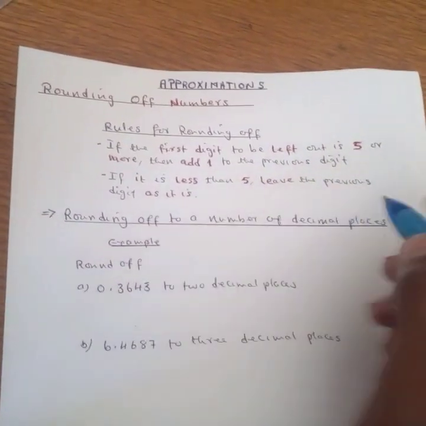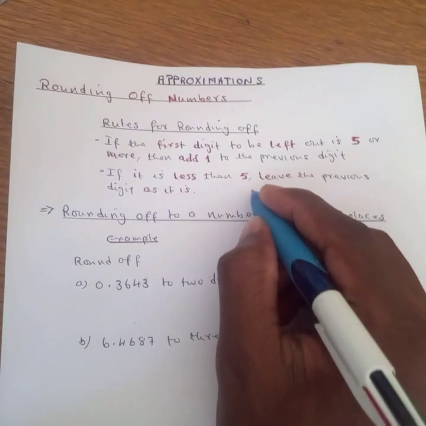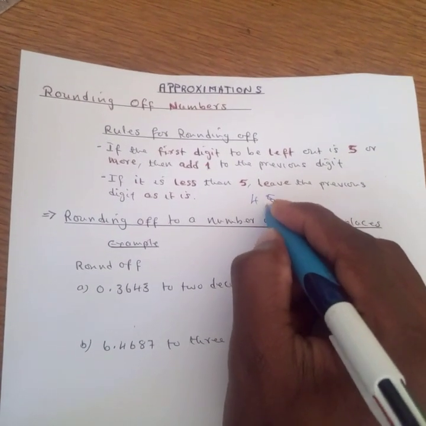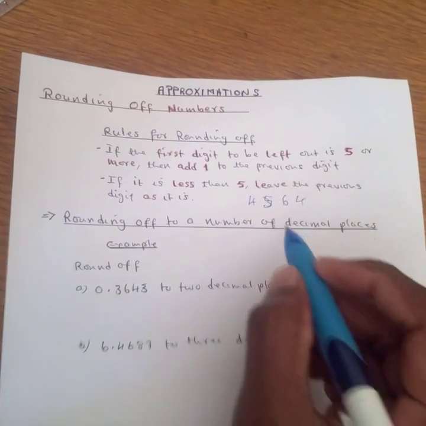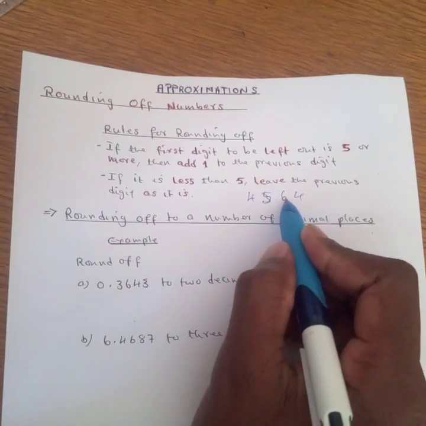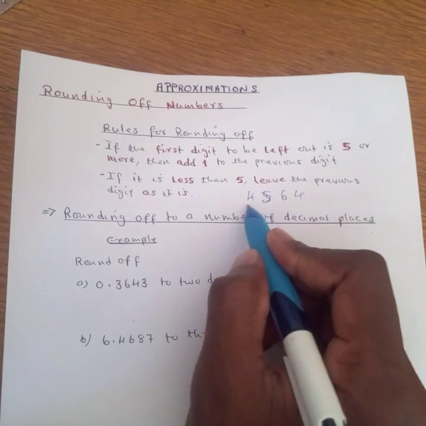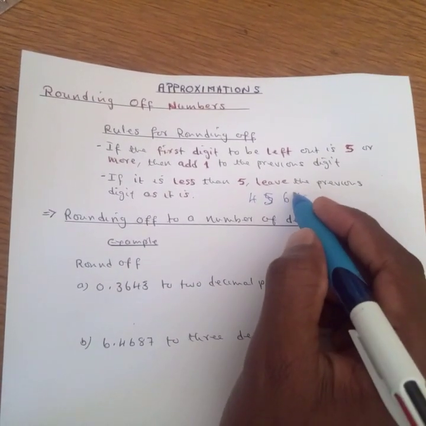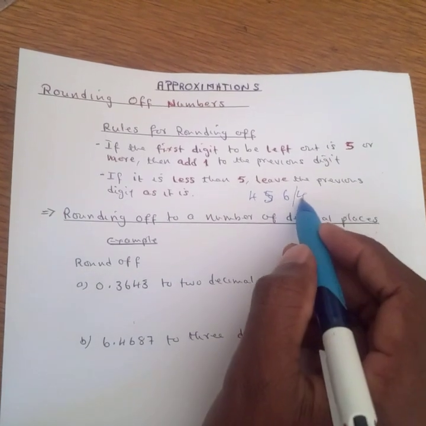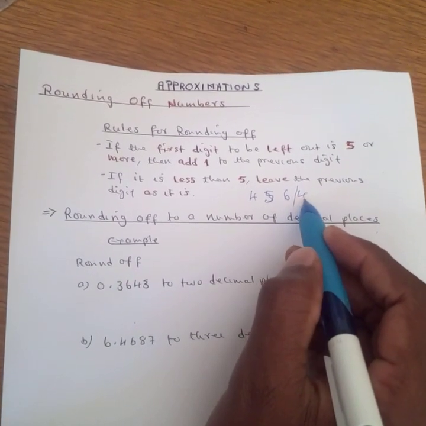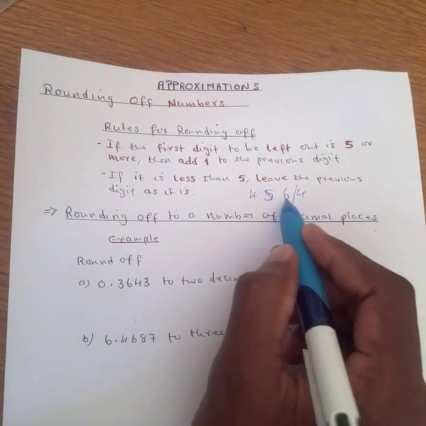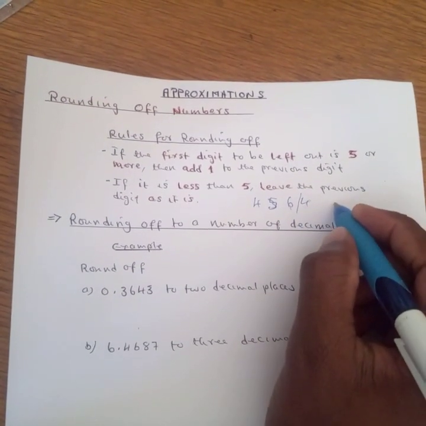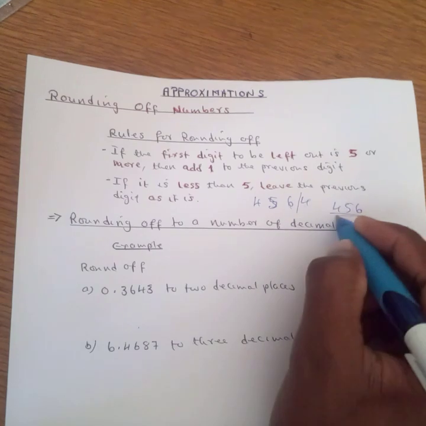So in this scenario, let me just try to demonstrate here. If I'm given these digits 4, 5, 6 and 4, and I'm told to round off to three significant figures, all you need to do is to look at this 4 which is here. Is this 4 greater than 5? No, it is less than 5. So leave this 6 the way it is.